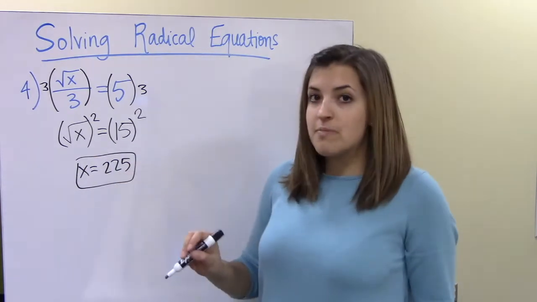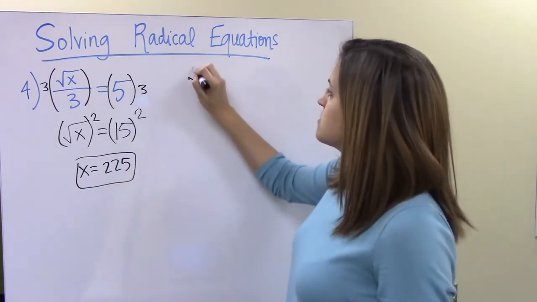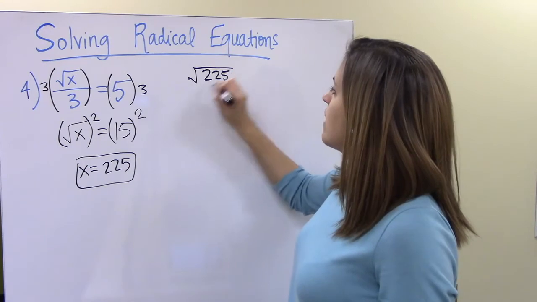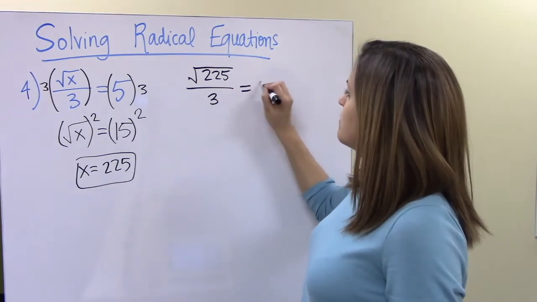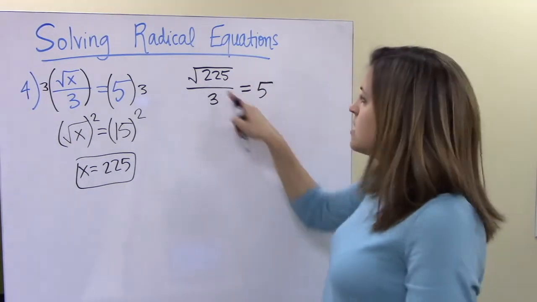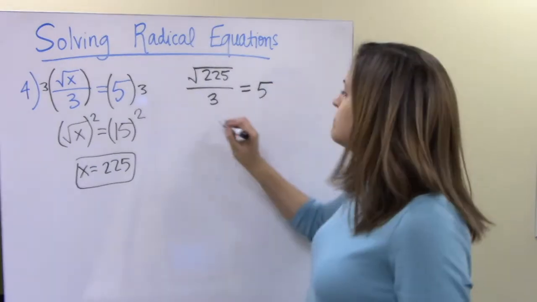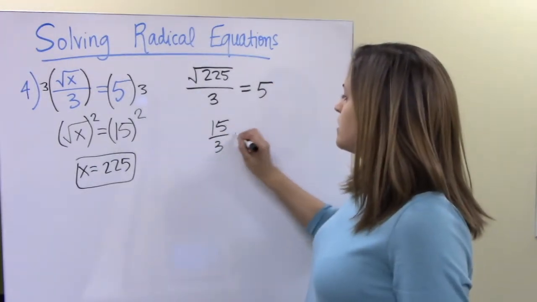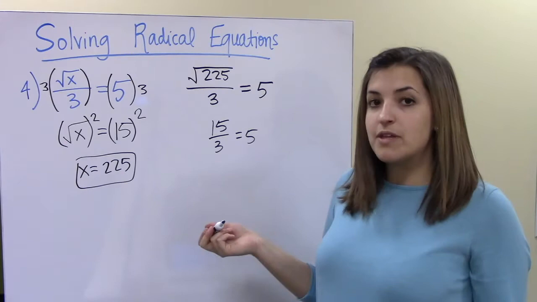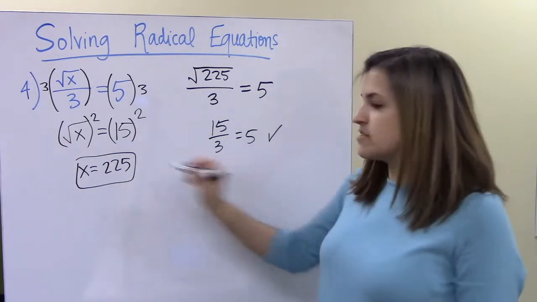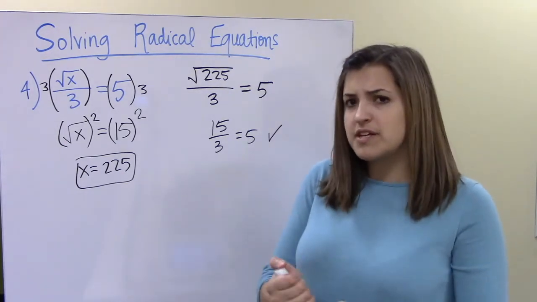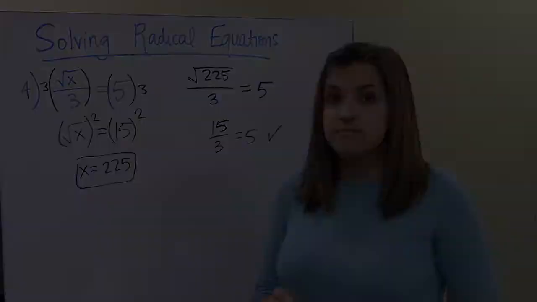All right, let's plug it back in to check. So I'm going to get square root of 225 over 3 equals 5. See what that is? Square root of 225 is 15. So it's 15 over 3 equals 5, and 15 divided by 3 does, in fact, equal 5. So we're good. All right, let's do one more of these, and then we'll explore something slightly different.